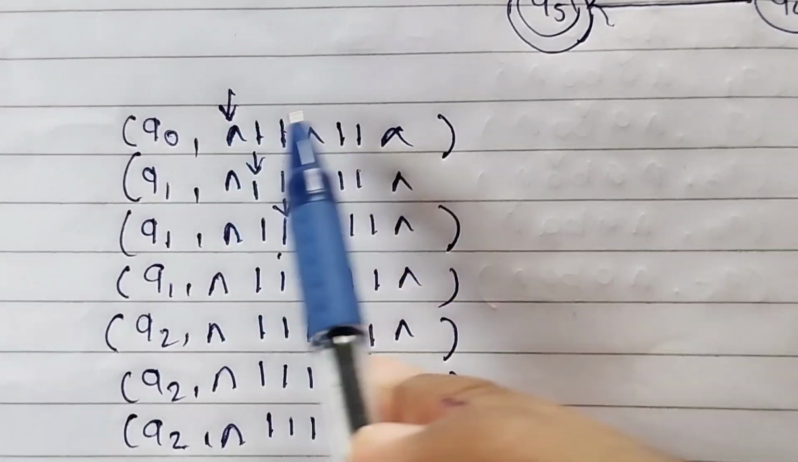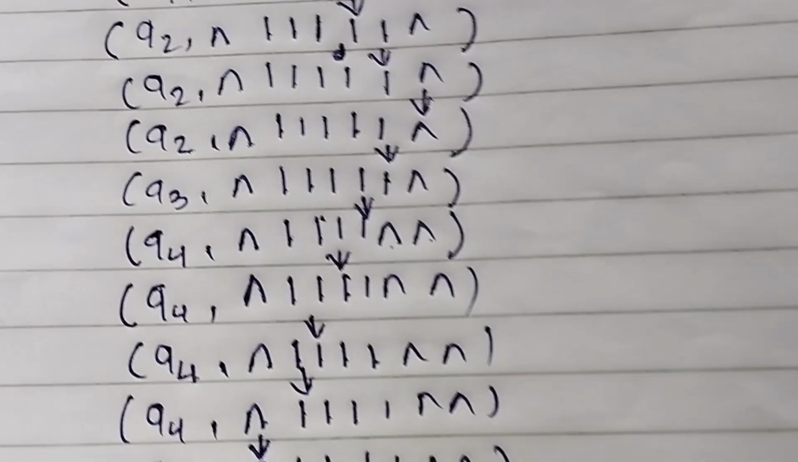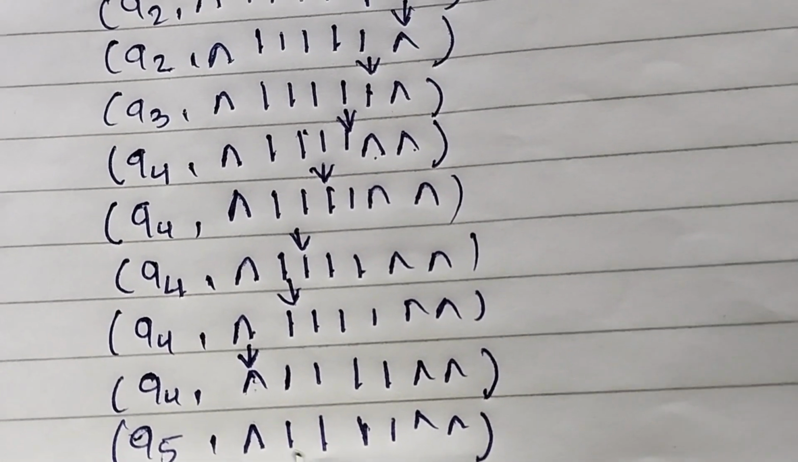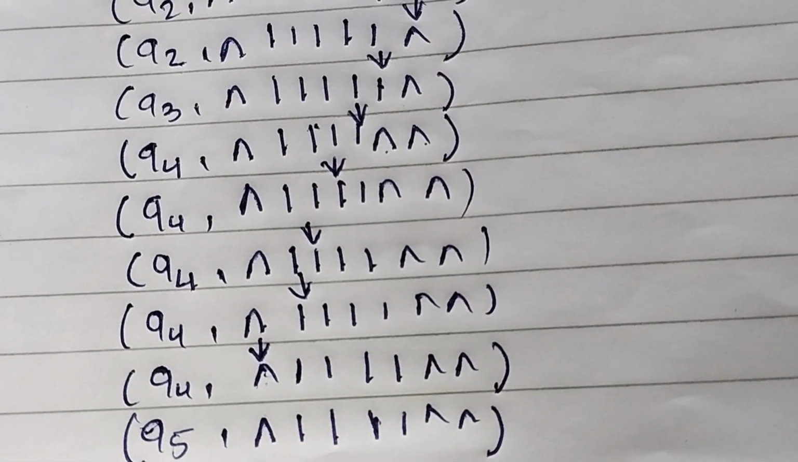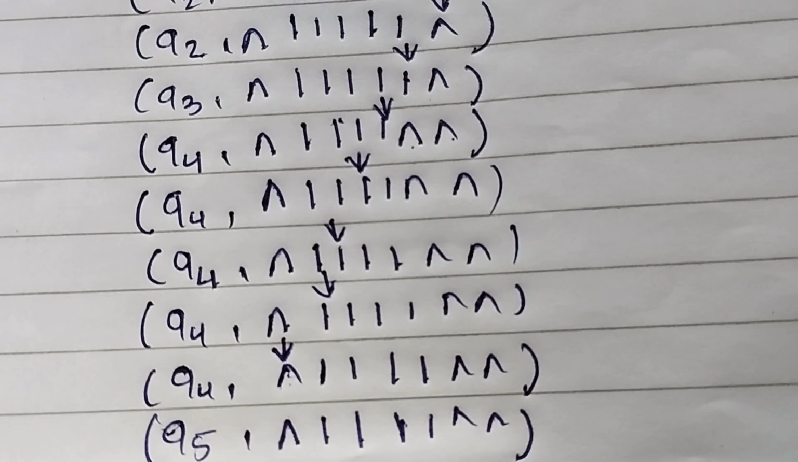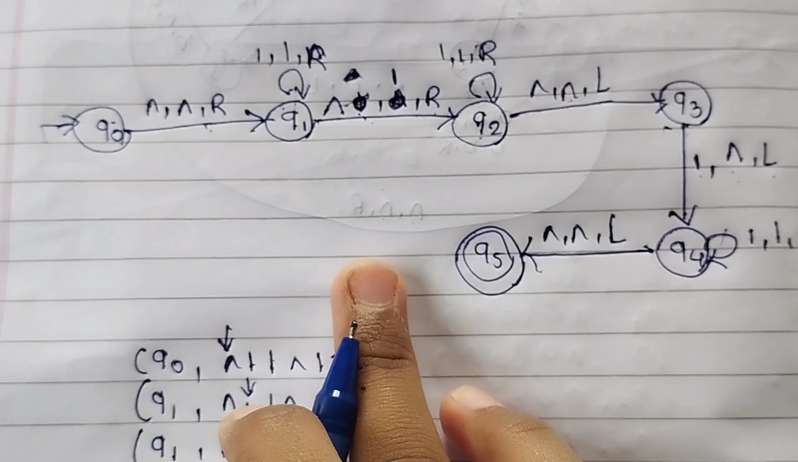and here we add 2 plus 2, so 4, then we get here 4 ones. So in this way we draw and write the transitions, and here we draw the Turing machine.